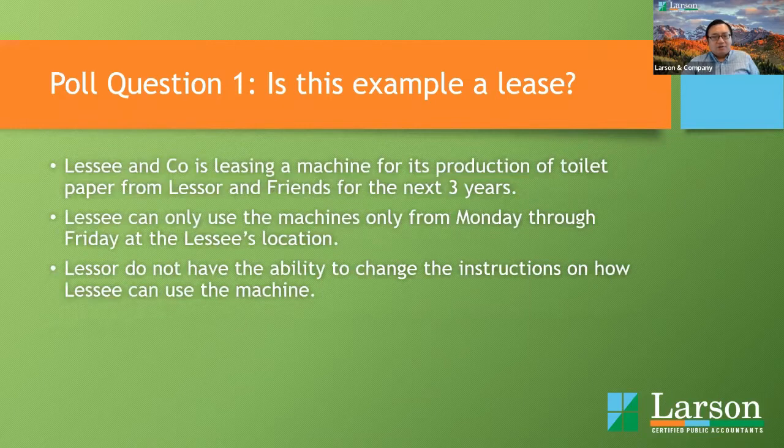So with that, let's go through our first example polling question to practice that. Is this an example of a lease? Lessee Company is leasing a machine for its production of toilet paper from lessor for the next 3 years. Lessee can use the machine only from Monday through Friday at the lessee's location, and lessor does not have the ability to change the instructions on how lessee can use the machine. I'm going to stop the video here and let you respond to that polling question.